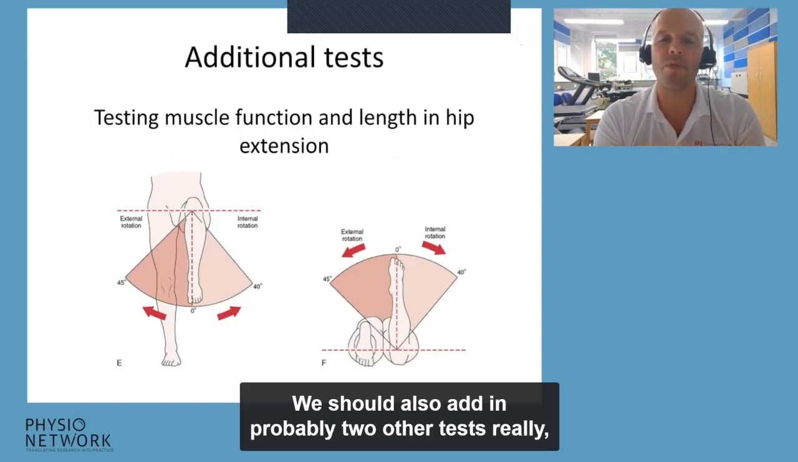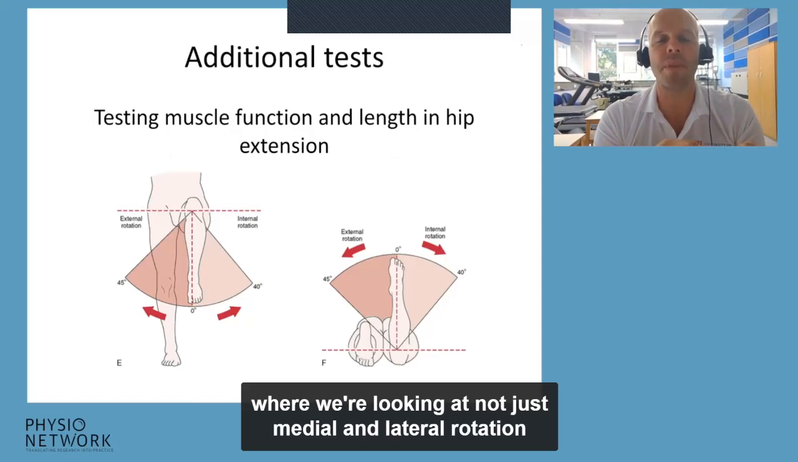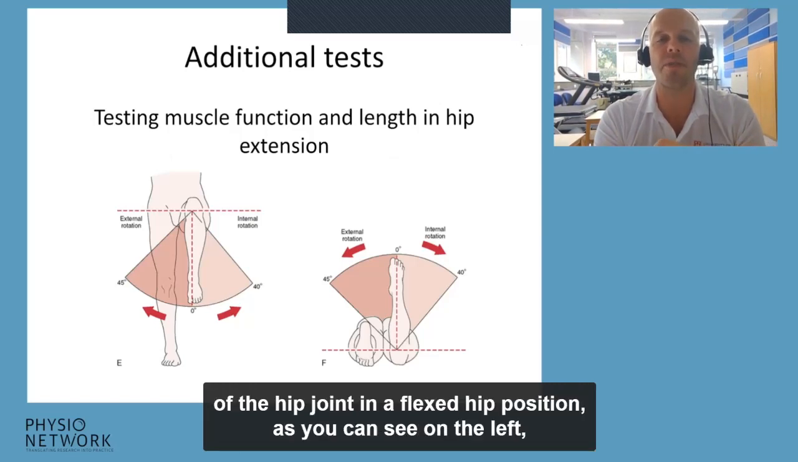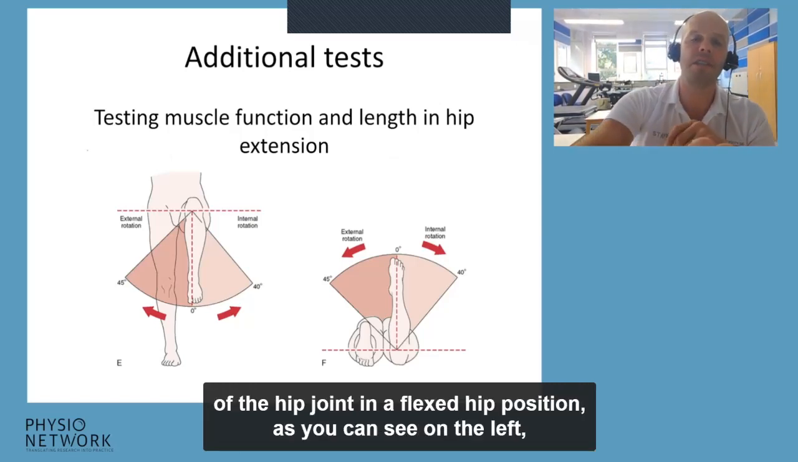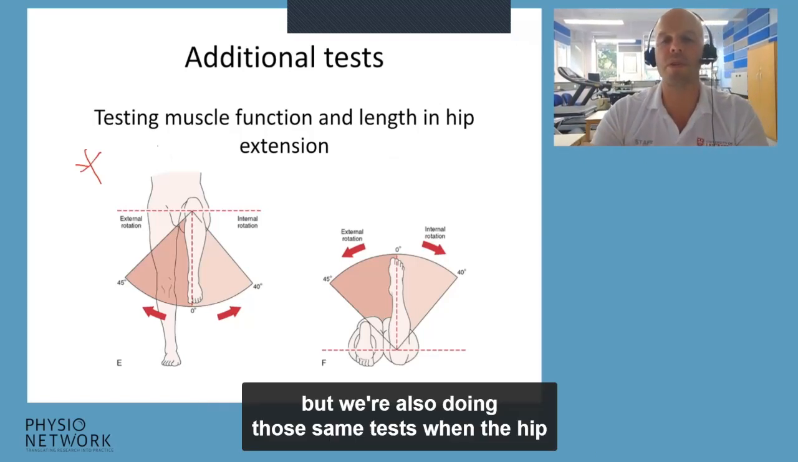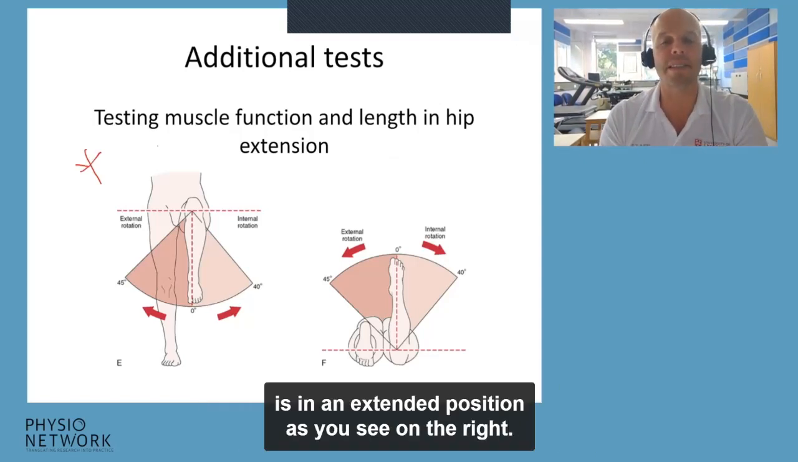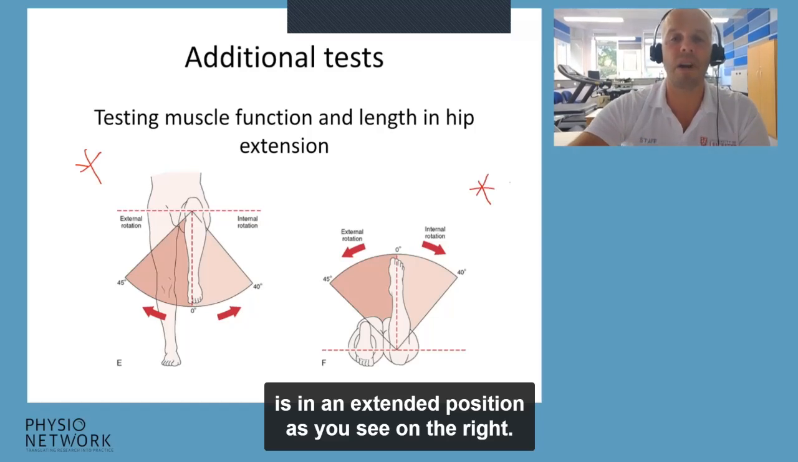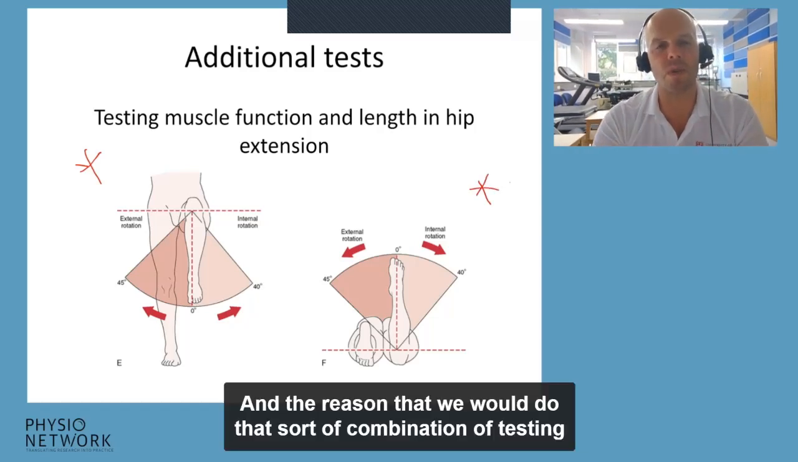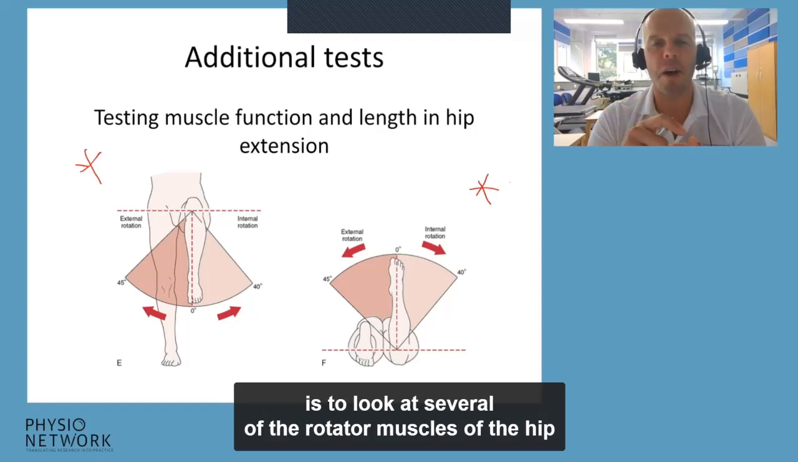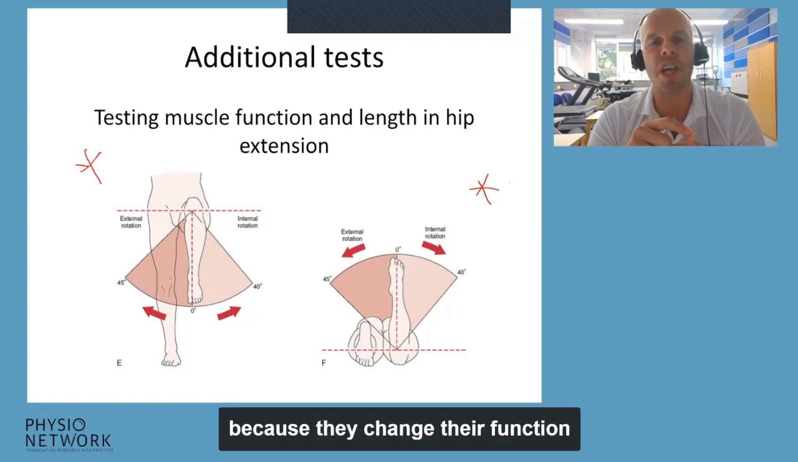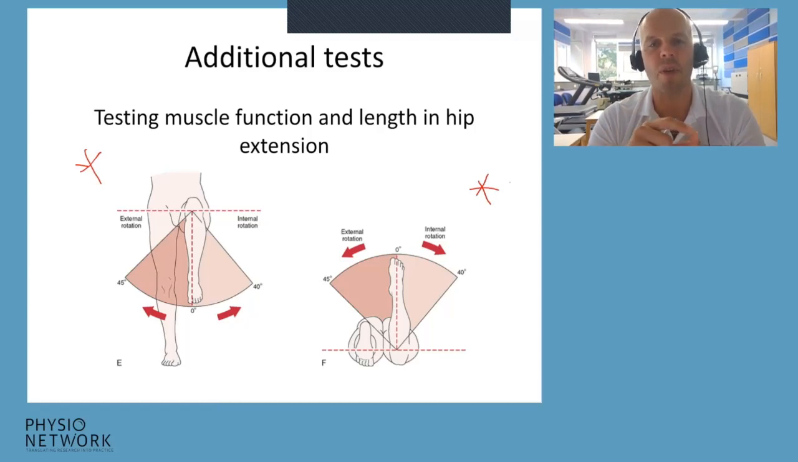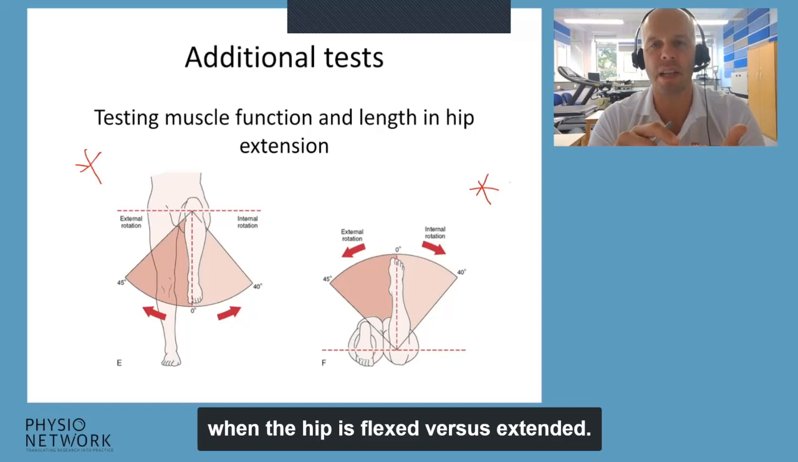We should also add in probably 2 other tests really, where we're looking at not just medial and lateral rotation of the hip joint in a flexed hip position, as you can see on the left, but we're also doing those same tests when the hip is in an extended position, as you see on the right. And the reason that we would do that sort of combination of testing is to look at several of the rotator muscles of the hip, because they change their function when the hip is flexed versus extended.